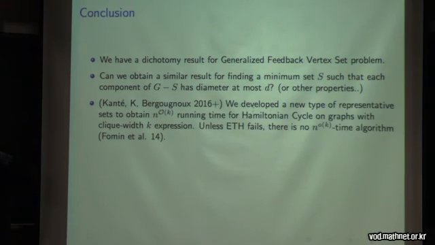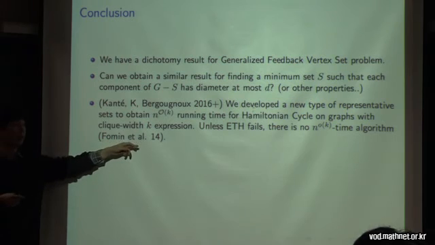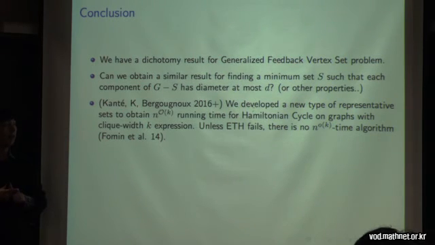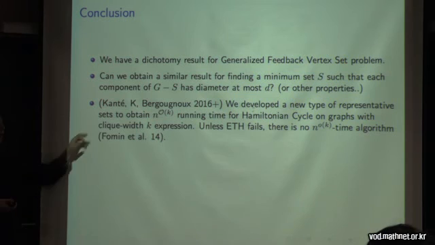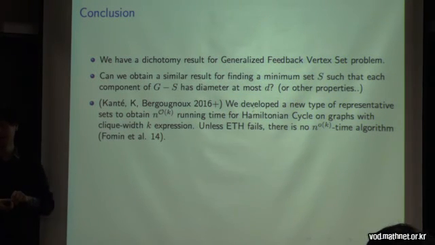I want to mention that with Mamadou Kante and Benjamin Bergougnoux, who is a student of Kante, when I visited him, there was an open problem for Hamiltonian cycle for clique-width bounded graphs. Fomin et al. have a paper on this, and they show that there is no n to the o(k) running time for Hamiltonian cycle under ETH, but the naive algorithm is n to the O(k squared). So the question was whether there is an algorithm in n to the O(k), and then we devised a new type of representative set to do this. This was kind of interesting.